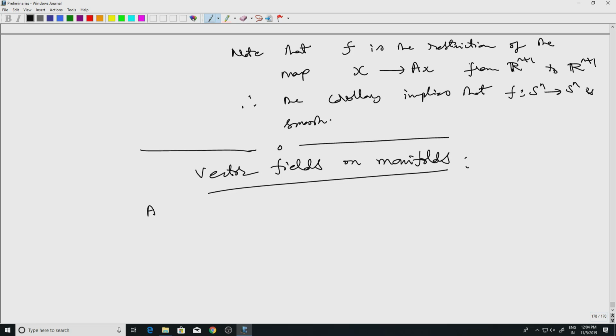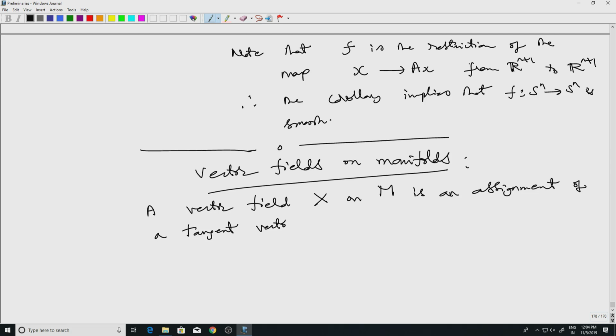So a vector field X on M is an assignment of a tangent vector X_p in T_pM to every p in M. So to every point in the manifold, we are picking out a specific tangent vector X, which I denote by X subscript p.